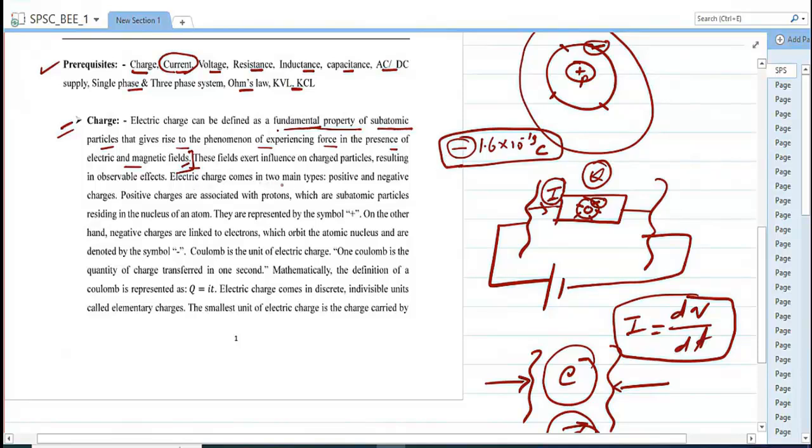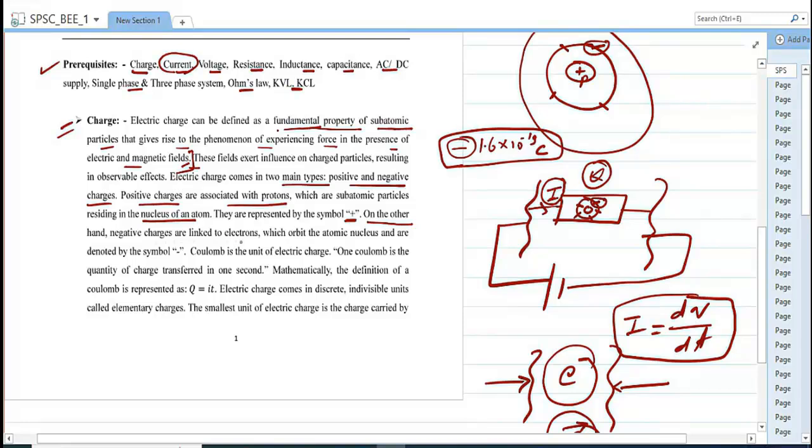Electric charges come in two main types: positive and negatively charged. So positive charge means what? Positive charge is associated with the proton, and they lie in the nucleus of the atom. They are represented by the symbol plus. These are the protons, positively charged.